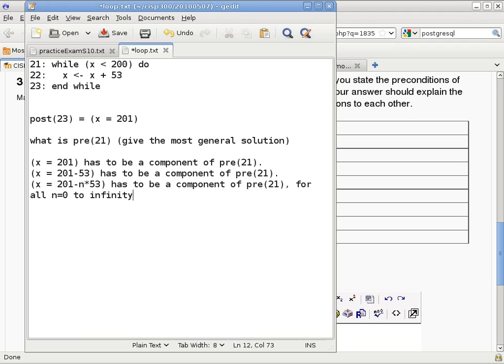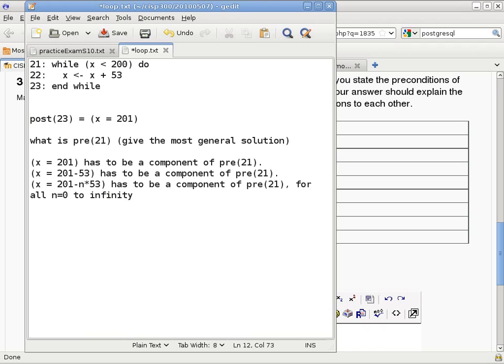But by that reasoning, we can say x equals 201 minus some number times 53 has to be, well, let me make it more clear. So we'll pick a value, n is good, thank you. It has to be a component of pre-21 for all n equal to 0 to infinity.